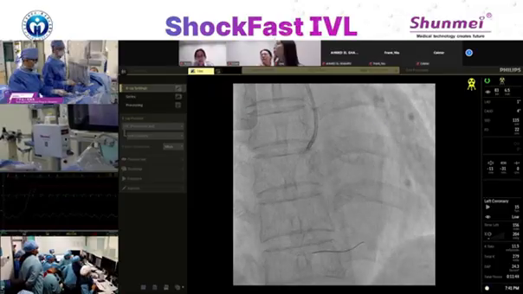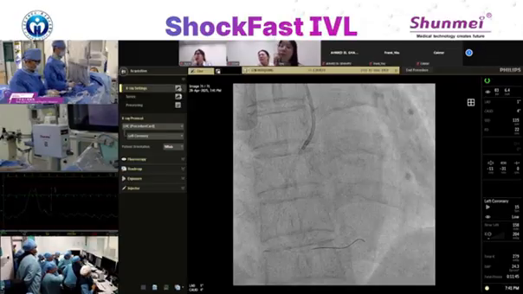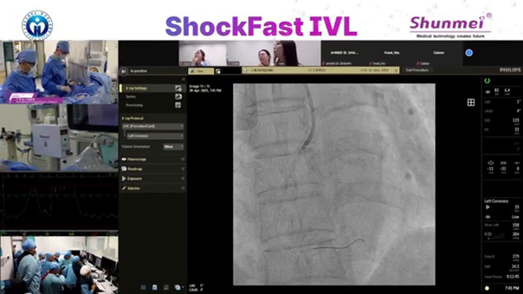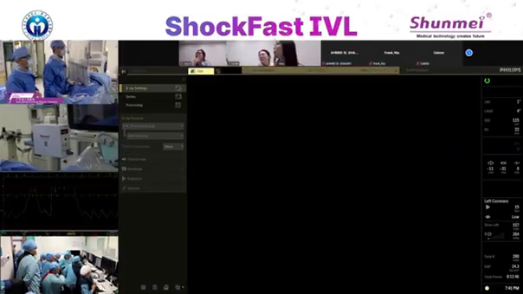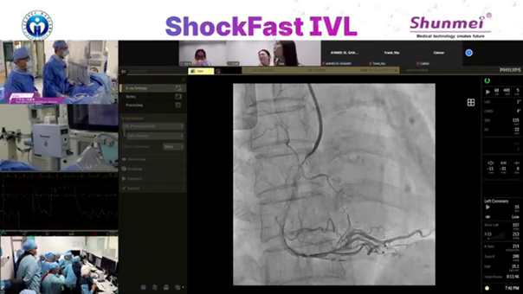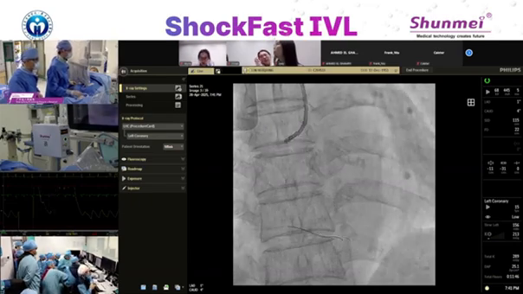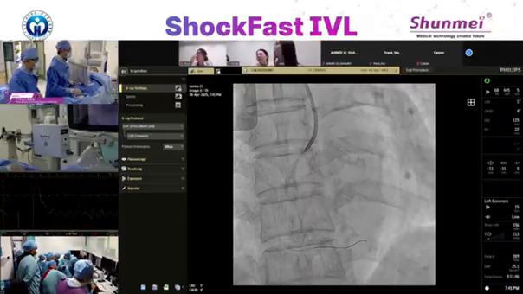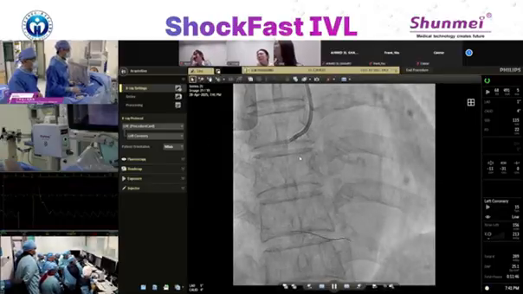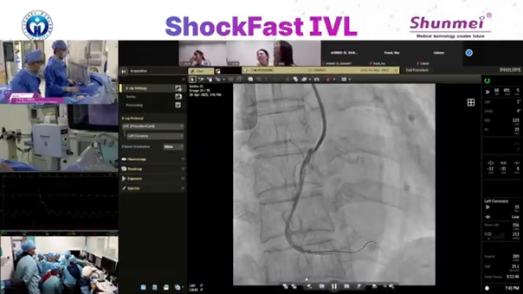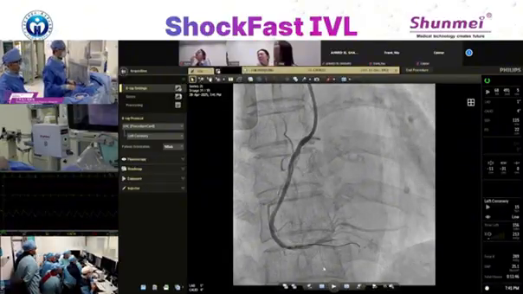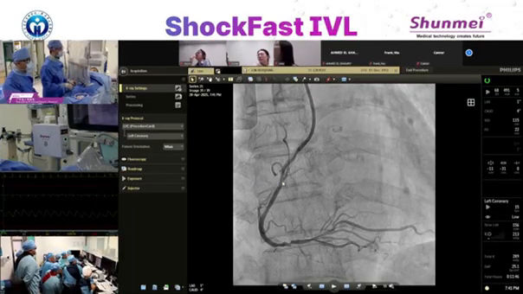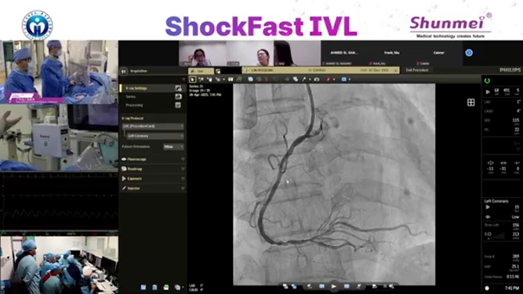Okay, keep negative pressure, don't move. I'll check the angle. Yeah, it's open up with some dissection. It is there. Lumen. Is it dissection or side branch? Okay, it's a side branch. It's not dissection. It's a U-turn side branch. Okay, I'm sorry. There's a side branch.